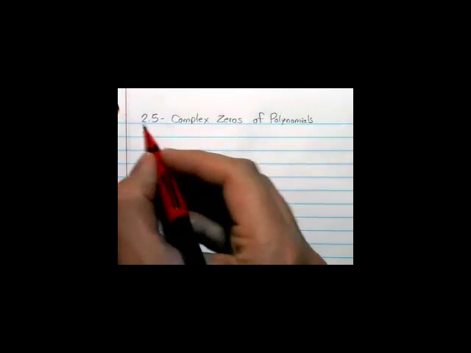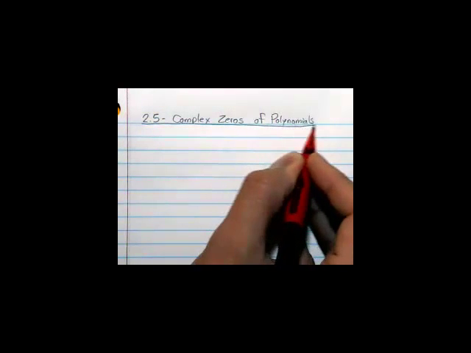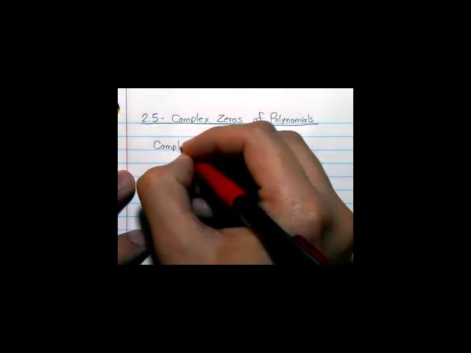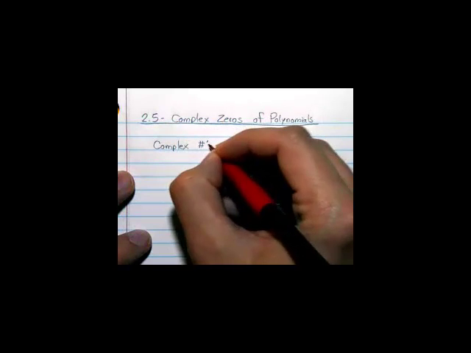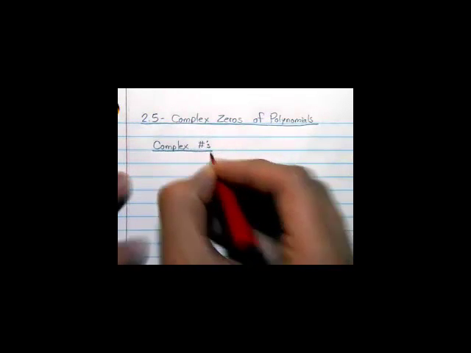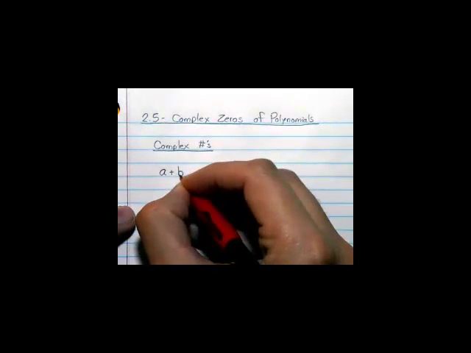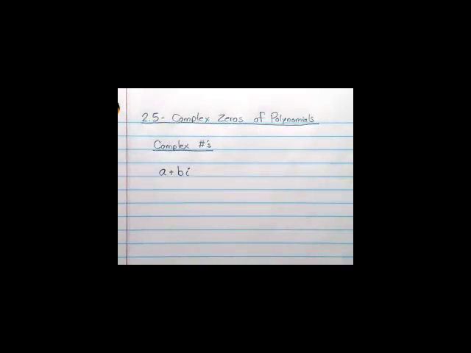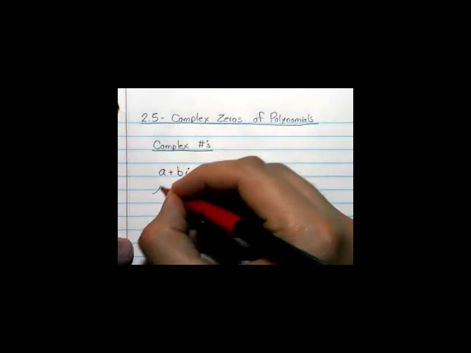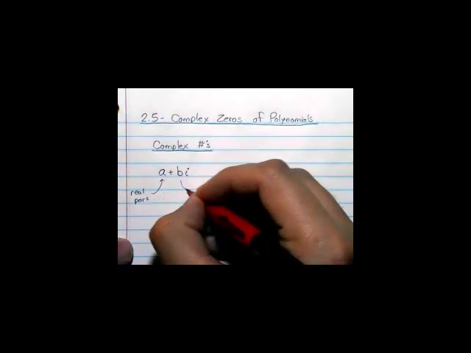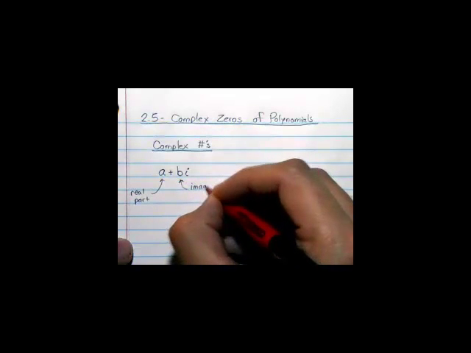All right, so complex zeros of polynomials. Let's start with this whole complex number thing. Make sure we're still good with those. As you've seen before, complex numbers are numbers that come in two pieces. They have a real part and an imaginary part, and they're written like this: a plus bi. The a is the real part, and the i is the imaginary part.